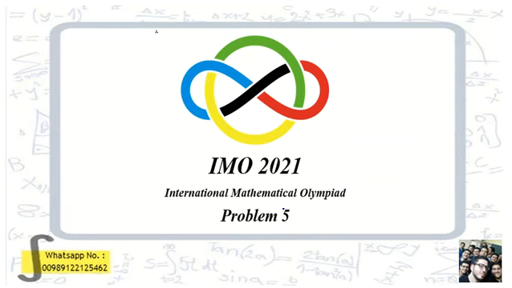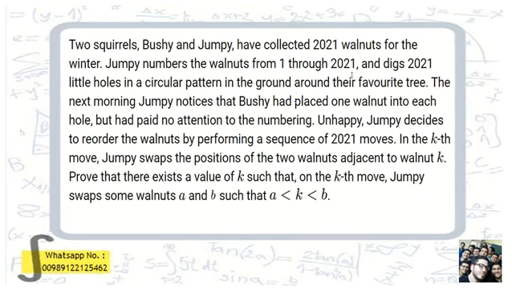IMO 2021 problem number 5, International Mathematical Olympiad. So let's see, the problem is the following from combinatorics lesson or topic 2.